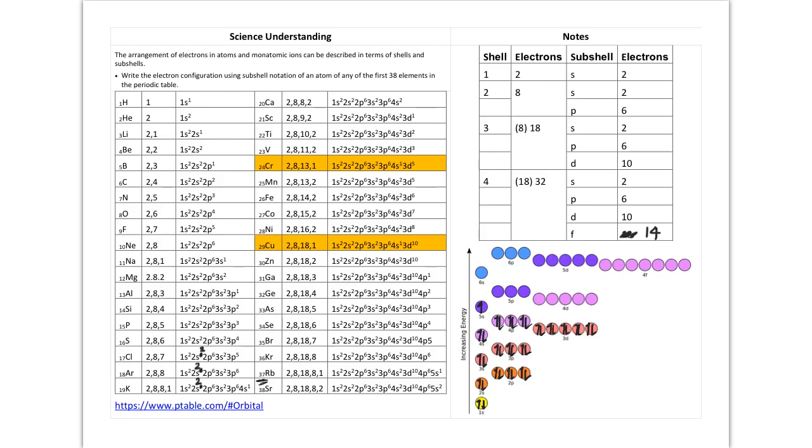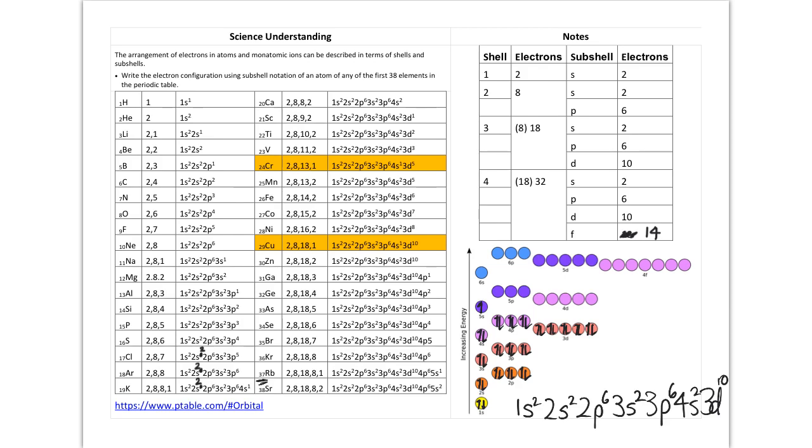So we would have down here 1s2, then 2s2, 2p6, 3s2, 3p6, 4s2, 3d10.